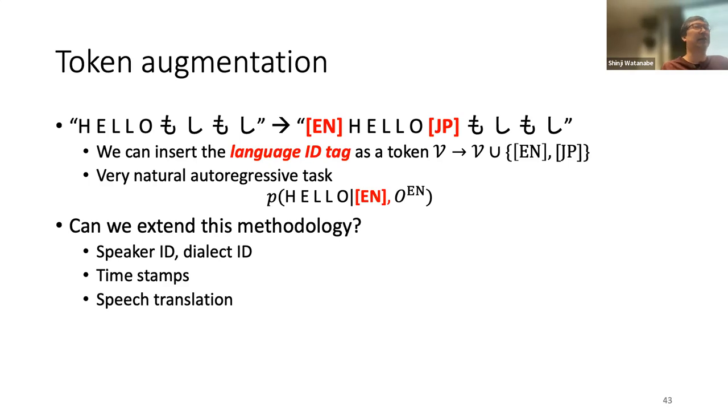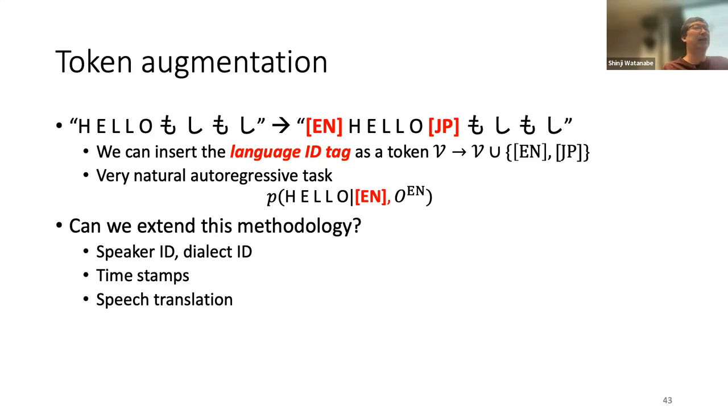There are such studies. And the same goes for dialect ID. And Whisper, especially, has a timestamp function, which provides the onset and the offset of each sentence. This is also performing VAD and speech recognition at the same time.